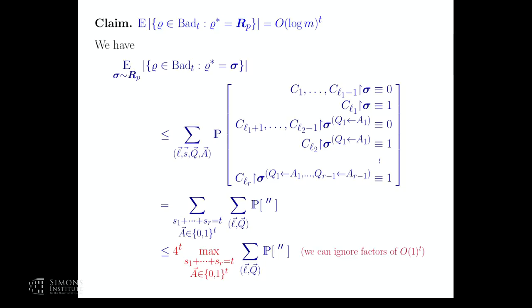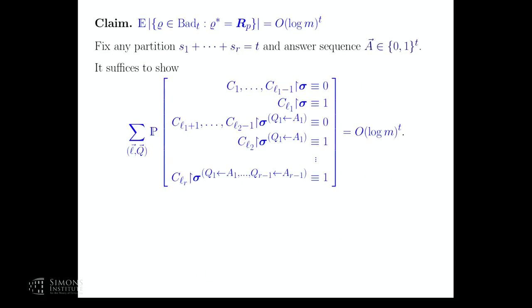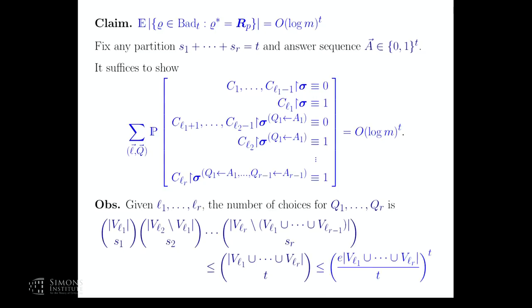The number of integer partitions of t is at most 2 to the t minus 1, and there are 2 to the t answer sequences A. So we pick up a factor of 4 to the t, and we don't care about that since it just goes into the big O. Let's ignore that and focus on this part. We've fixed an arbitrary partition of t and an arbitrary answer sequence. It now suffices to bound the summation over L's and Q's of this event, to show that this is at most order log m to the t, and we're done.